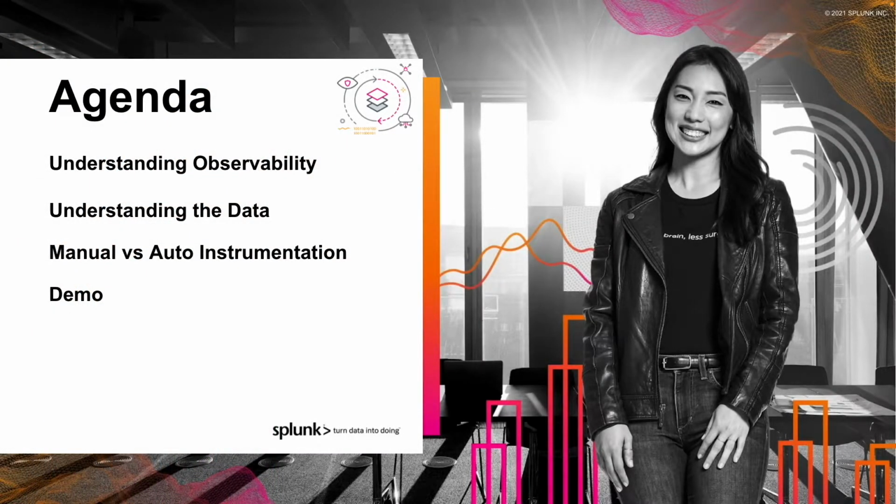For today's agenda, we'll briefly understand a little bit about observability. We'll understand the data behind observability. We'll have a quick discussion on what the difference is between manual and auto instrumentation, and then we'll go into our demo, how to make a JavaScript-based application observable with Splunk Observability Cloud.